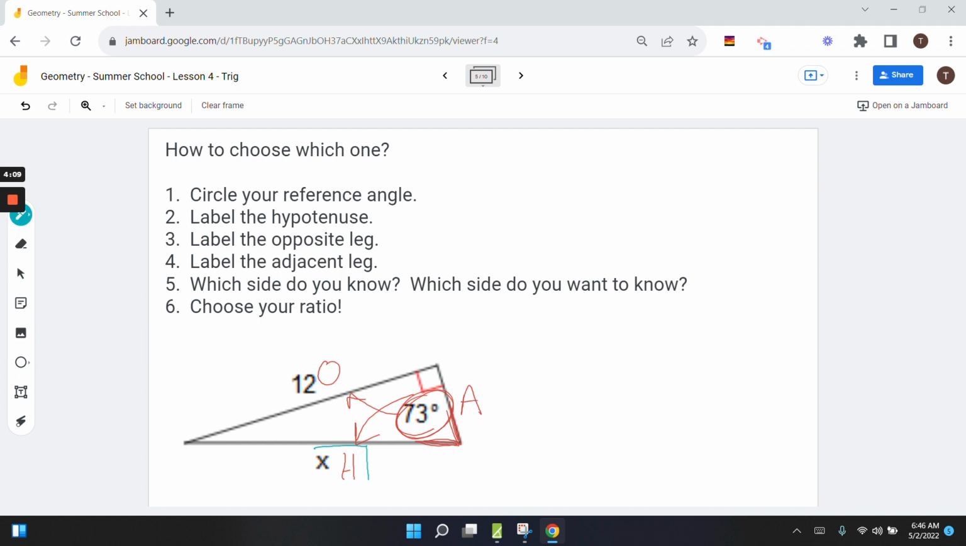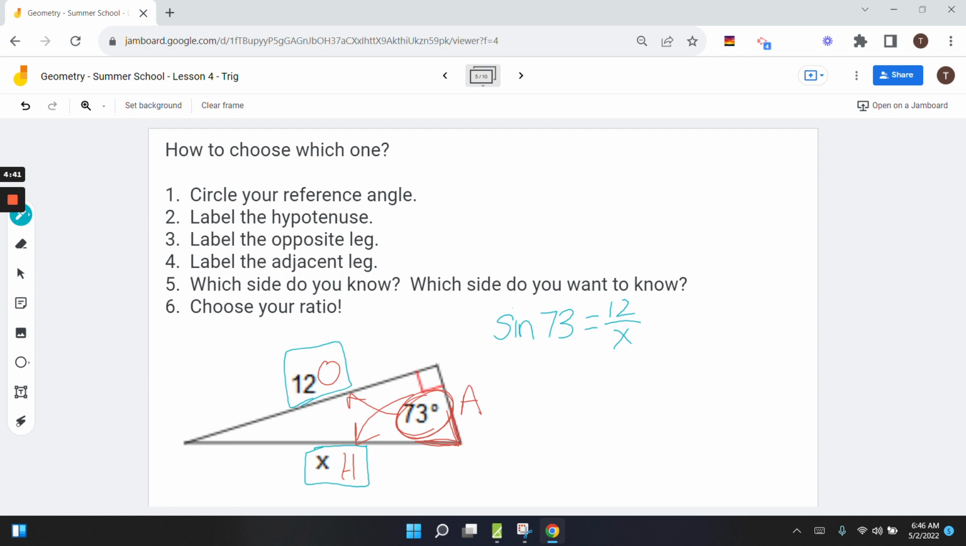So how we're going to set this up is we're going to say the sine of 73. Remember, it was O over H. So O goes on top, H goes on bottom, which was X. So what we do is we get our calculator and we type in sine. There should be a SIN button. It's actually sine, but the abbreviation is SIN. Sine of 73. I'm going to use 3 decimal places here. That is 0.956. And that equals 12 over X.